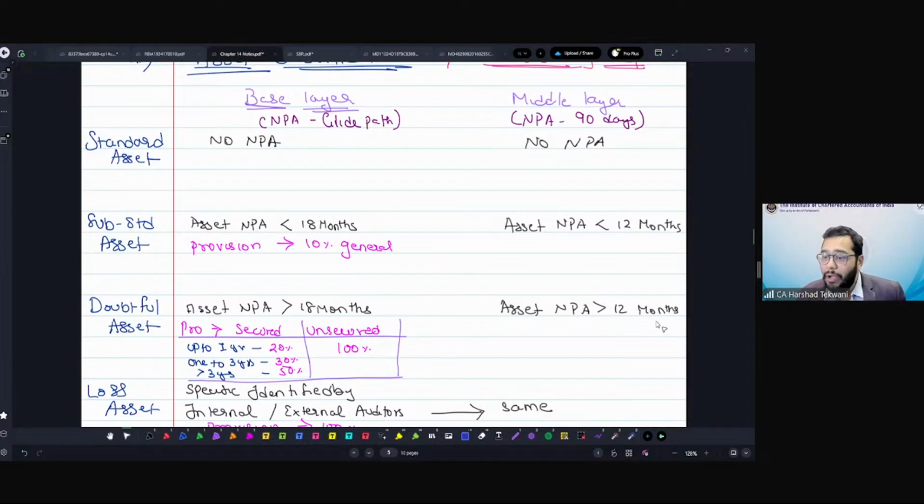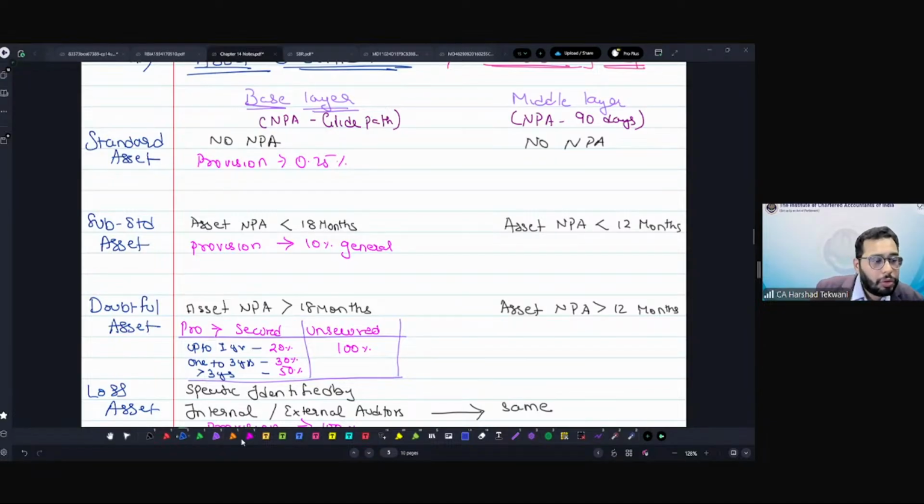Okay. Now comes the provision on the standard asset. Yes, we are required to make a provision on the standard asset also. So the provision on the standard asset for the base layer is 0.25%. Yes, 0.25% of the outstanding. Okay, that is the provision for the standard asset, and that is required to be deducted against NPA.